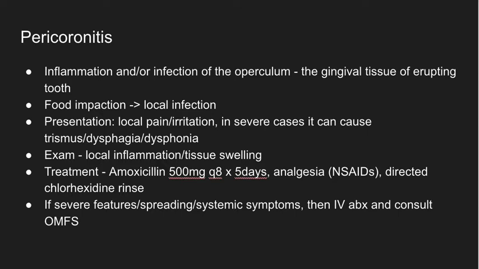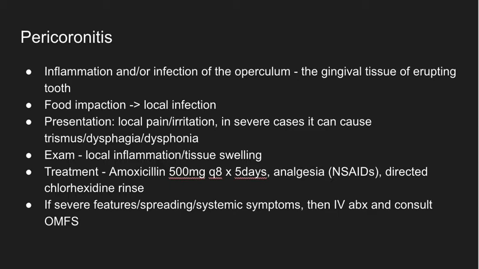I kind of lump the complaints that we encounter into atraumatic and traumatic, and there's one that's kind of an overlap that we'll get to. I'll start with the atraumatic dental pain complaints. The first one is called pericoronitis. This is pretty much a disease of the wisdom tooth or third molar, and it's inflammation and/or infection of something called the operculum, which is the gingival tissue that is covering the erupting tooth. This can be secondary to impaction of food underneath the operculum of the erupting tooth, leading to some local infection.